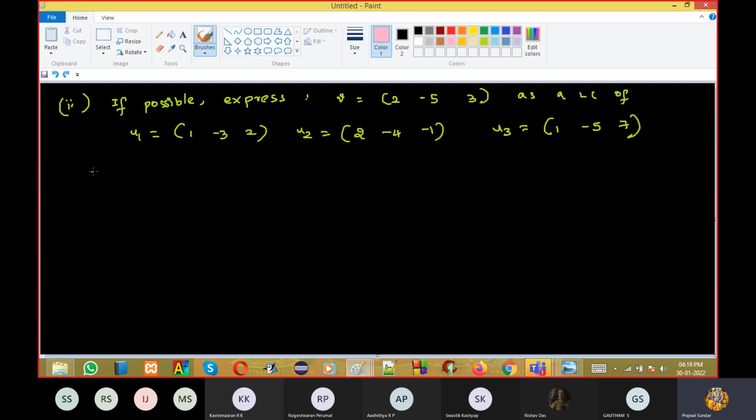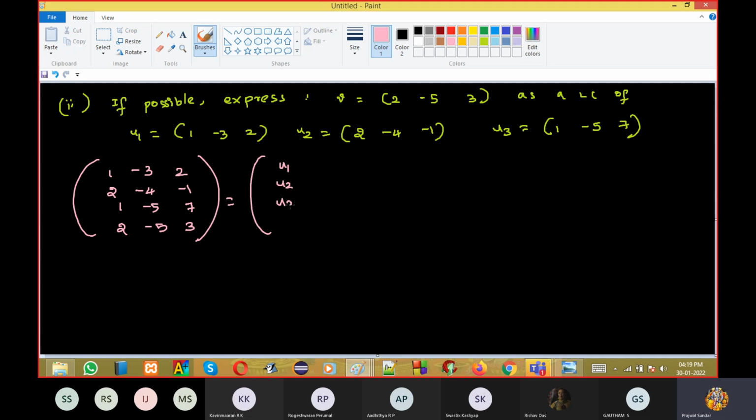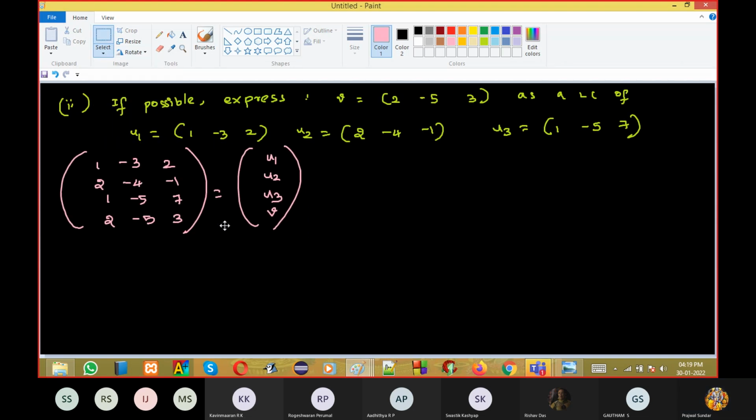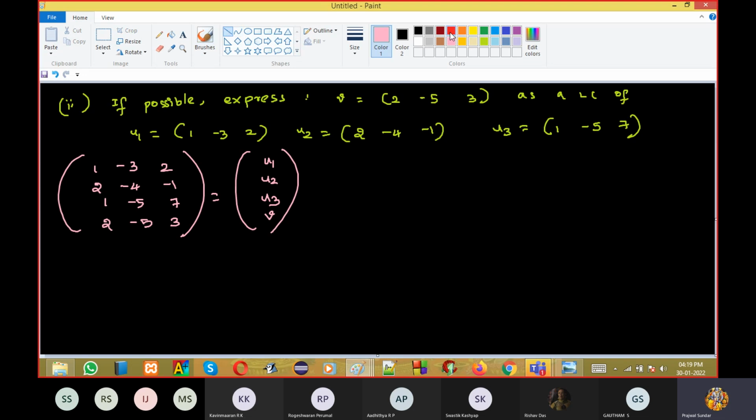Okay. So what I am doing? I am writing 1, minus 3, 2, 2, minus 4, minus 1, 1, minus 5, 7, 2, minus 5, 3. I am keeping these as u1, u2, u3 and v. Now what I am doing? I am keeping this as pivot. Same thing again I am doing, but for different purposes. Here I am trying to express as linear combination. We found rank. So many things I have done with the same method.